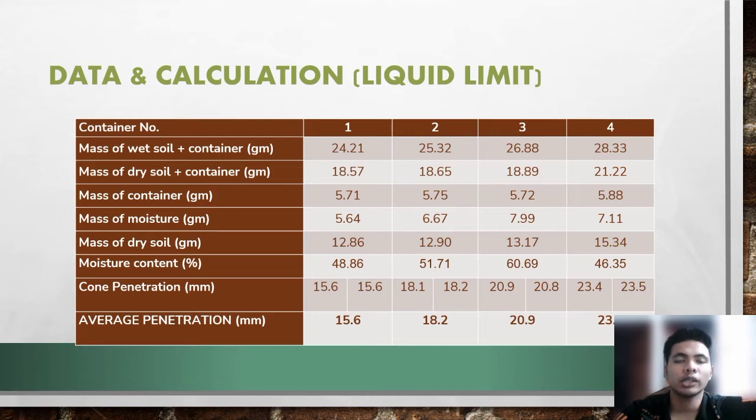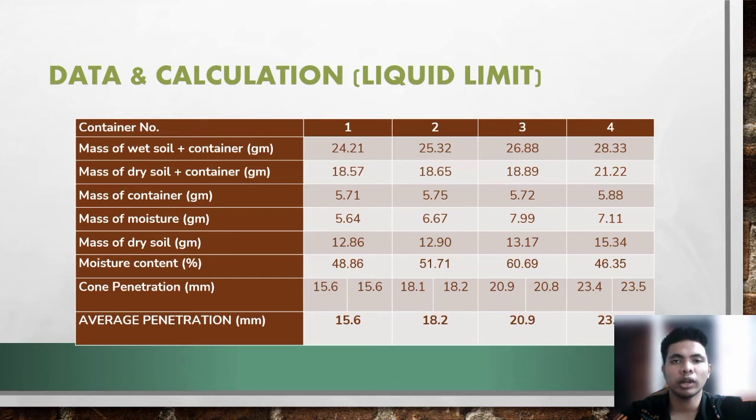So in this part of the slide, I'm going to be presenting about the data and conclusion for liquid limit. The first is mass of wet soil plus container in grams. The first one is 24.21, the second one is 25.32, the third one is 26.88 and the fourth is 28.33. The second is mass of dry soil plus container in grams. It is 18.57, the second one is 18.65, the third is 18.89 and the fourth is 21.22.